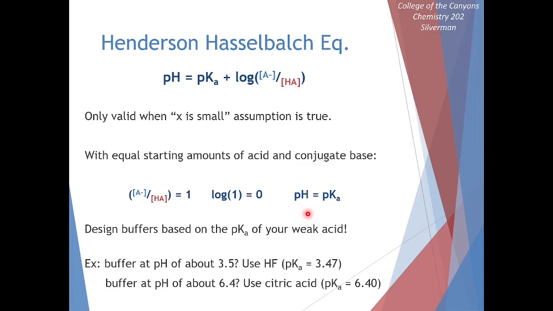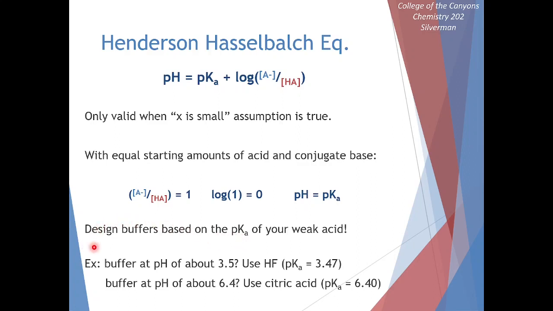What that means is when we have a buffer solution with exactly equal amounts of conjugate acid and conjugate base, our pH is exactly equal to the pKa of our acid. This is cool. Different acids have different pKa values. Different acid-base systems can form buffers with different pHs.